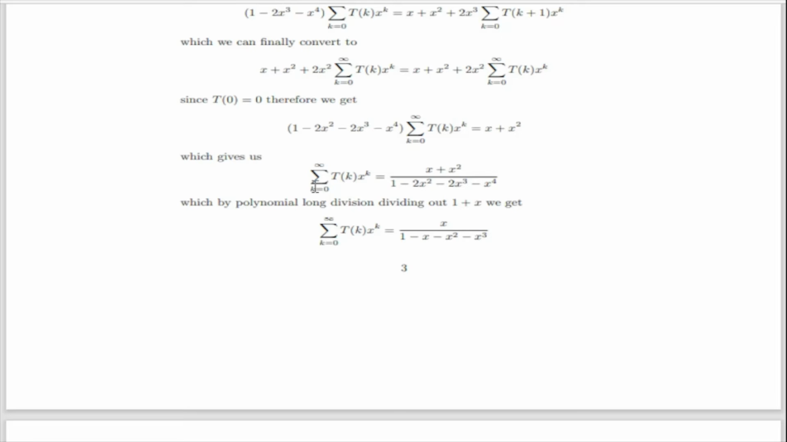However, that's not in its simplest form, because we know that the numerator has a factor of x and x plus 1. So that means we can check to see if x or x plus 1 divides out from this side. And x does not, because of the 1 term. But the x plus 1 does actually divide out, which gives us our new generating function, x over 1 minus x squared minus x cubed. And that's our total generating function.